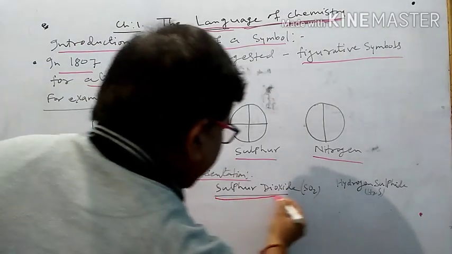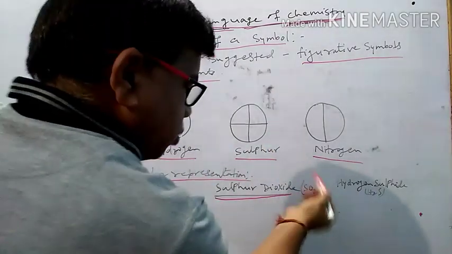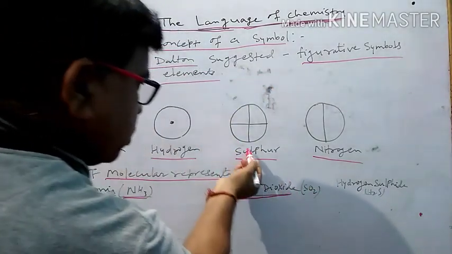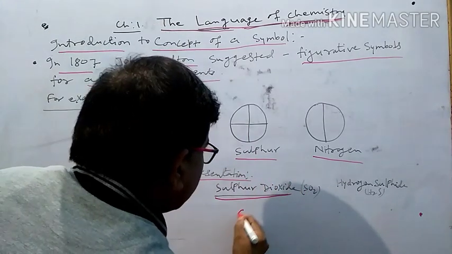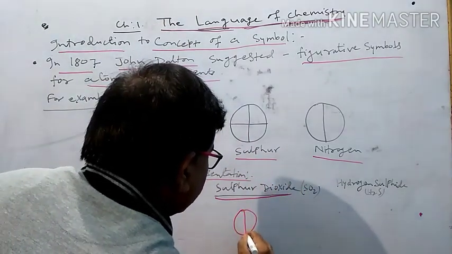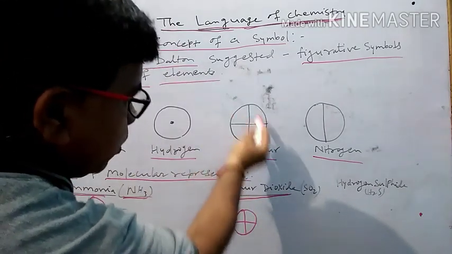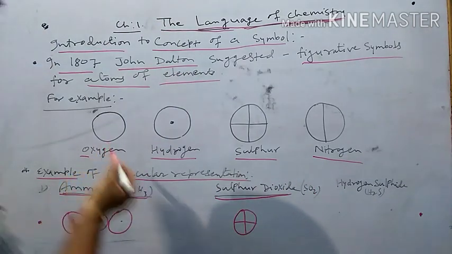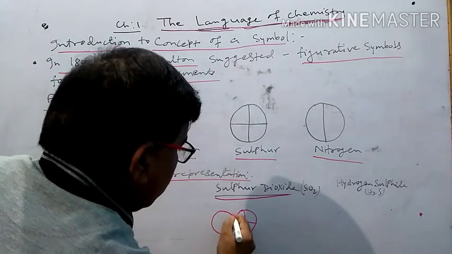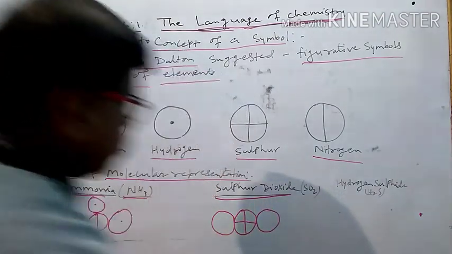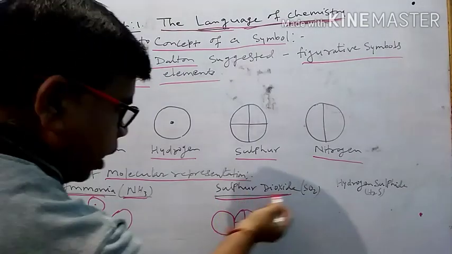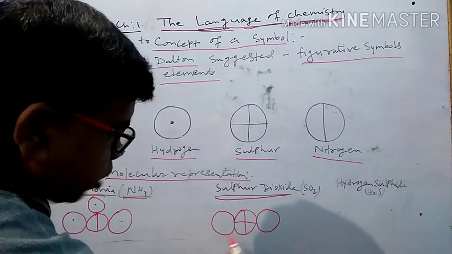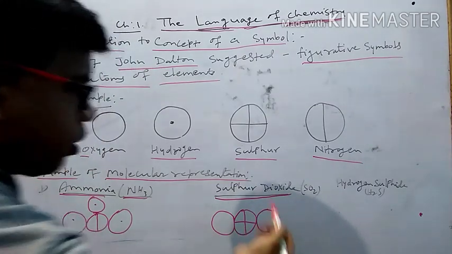Second, sulfur dioxide. Its molecular formula is SO2. In its figurative symbol, S is sulfur, and this is the symbol of sulfur. O2 is oxygen, two oxygens. So this is the symbol of sulfur dioxide. This is the sulfur and this is the oxygen, two oxygens. So that is sulfur dioxide.